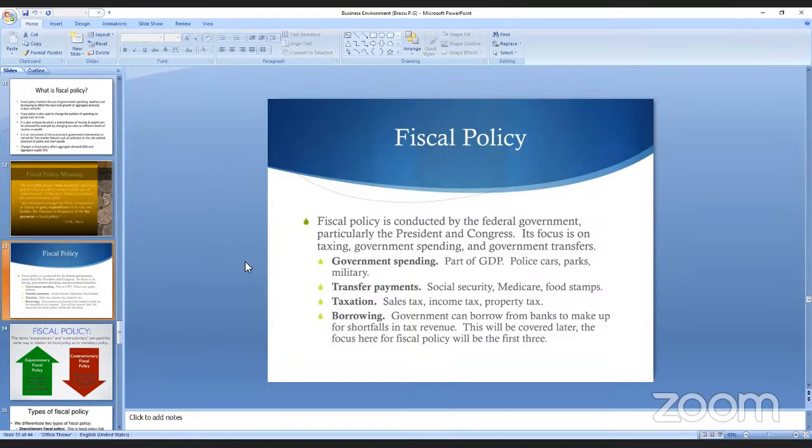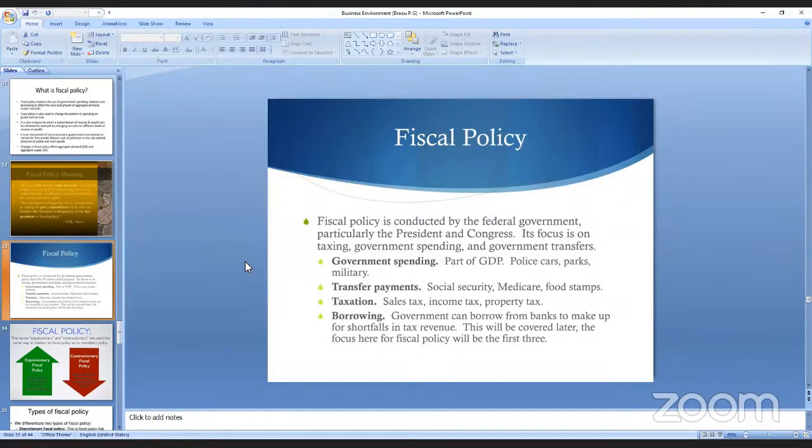And taxation, sales tax for each and everything. If you are selling anything, there is a tax you have to pay. If you have property, you have to pay property tax. And if you are earning, you have to pay income tax. Is it clear? Yes, ma'am. And next is borrowing. These are the four things where it is focused: taxation, government spending, government transfer, and borrowing.